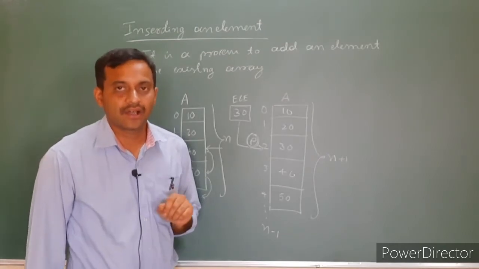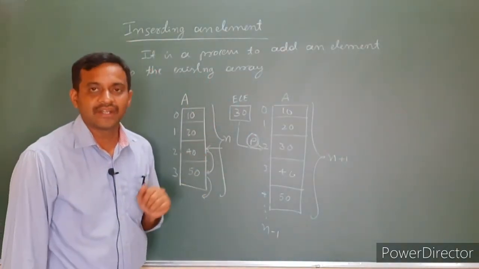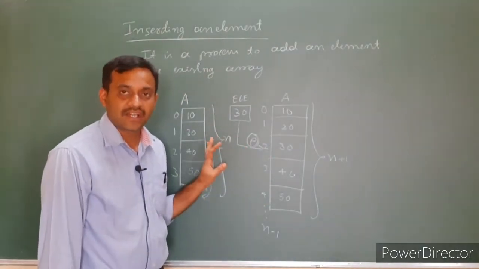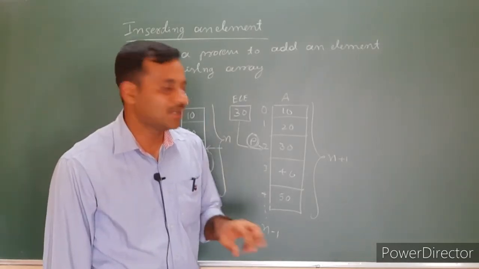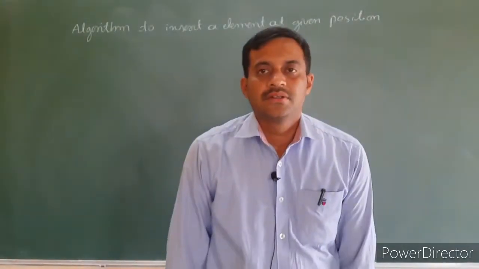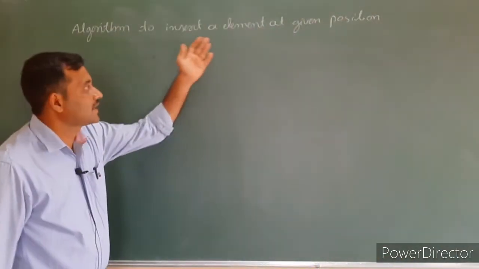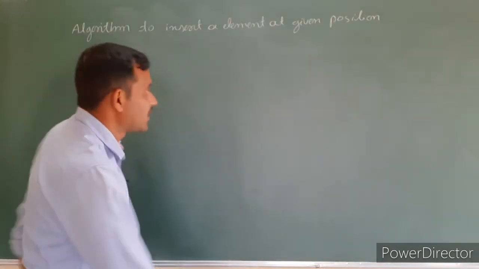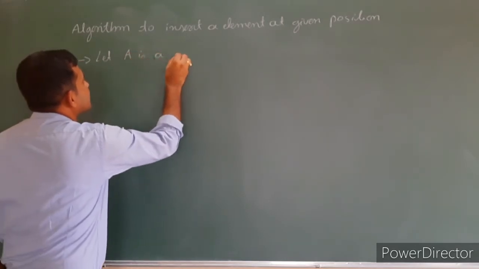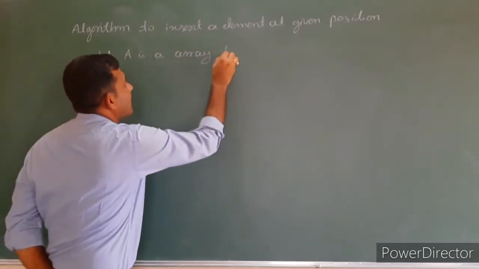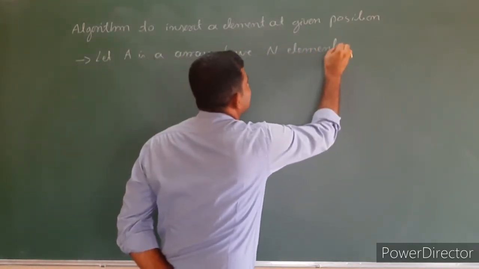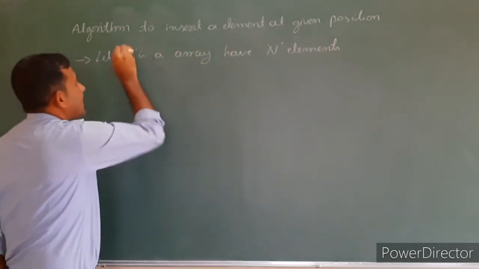So let's write the algorithm to insert an element into the existing array. There is already an existing array. For that array, we have to insert a new element at the given position. Let's write an algorithm. Algorithm to insert an element at a given position. Let A be an array having n elements.